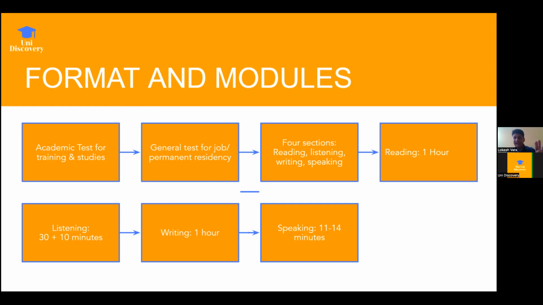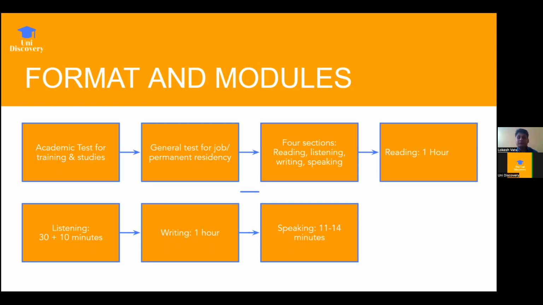Okay, so that is for academics. Then there is the general test for jobs and permanent residency. As I mentioned earlier, you need a different score for the general IELTS examination. All right. So the format is that we have 4 sections in both types of IELTS examination, whether academic or general. You are already aware that we have reading, listening, writing, and speaking.